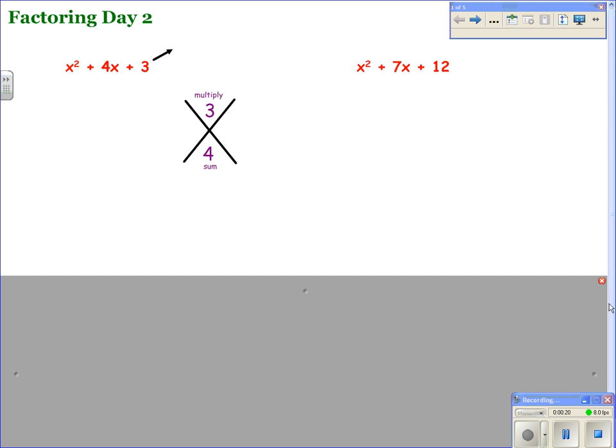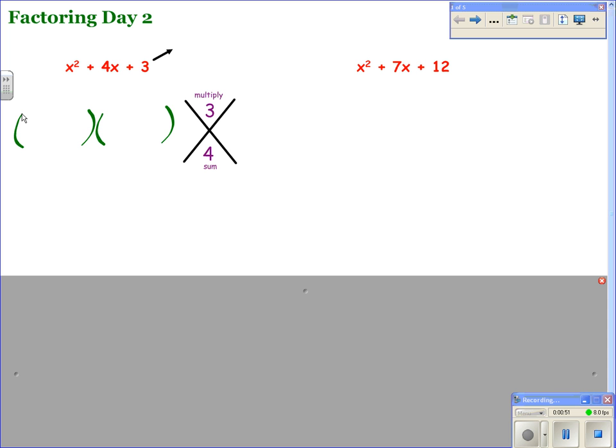So looking at these problems, when we have three terms, we're trying to figure out what two quantities it started out as. So we're going to be finding out this answer right here. Now the way that you're going to figure that out is to organize your information in an X. So you'll notice I have this big black X with a 3 and a 4 written in it. Really tiny above it says multiply and on the bottom it says sum. You don't have to write those words. It's just a reminder to you of what we're looking for.